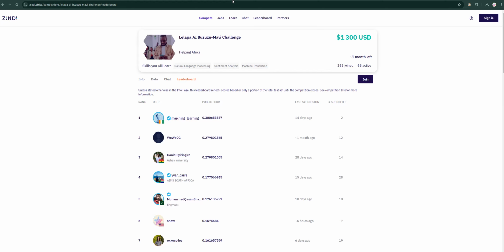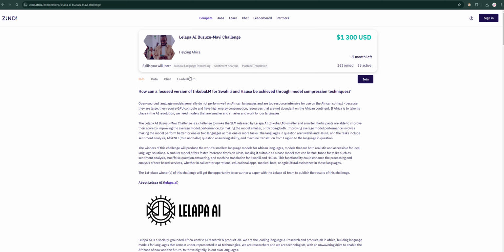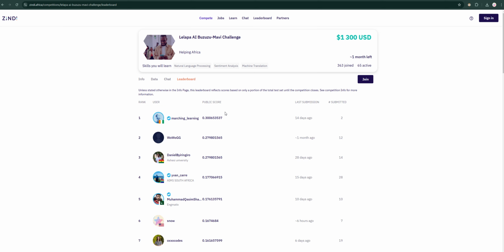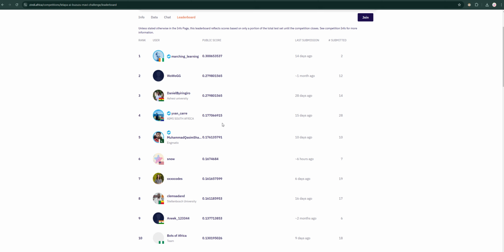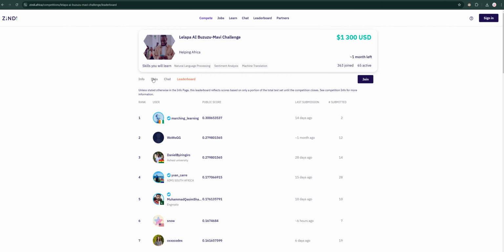Have you ever wondered how you can build a powerful language model that runs smoothly even on limited hardware? Today, I'm diving into exactly that. I'm going to share how to get 11th place in the Lelapa AI Buzuzumavi Challenge using a cutting-edge approach that blends QLoRA with completion-only supervised fine-tuning.